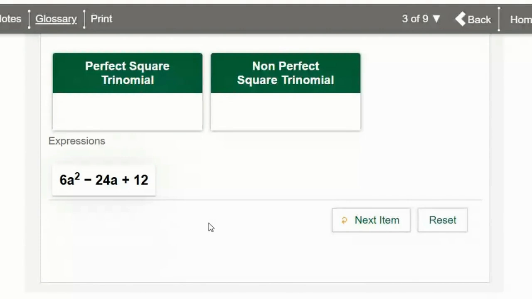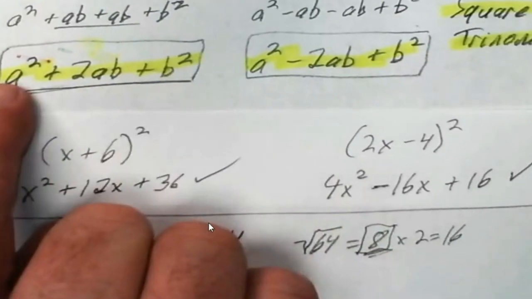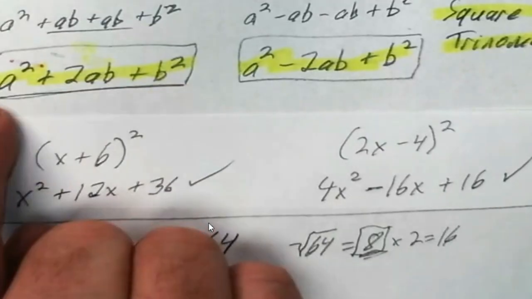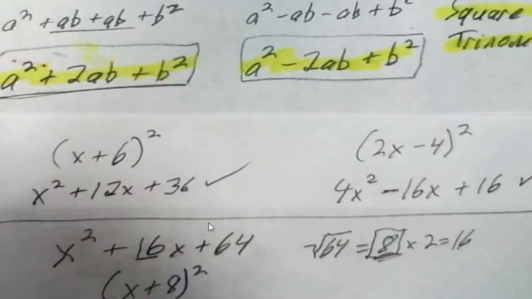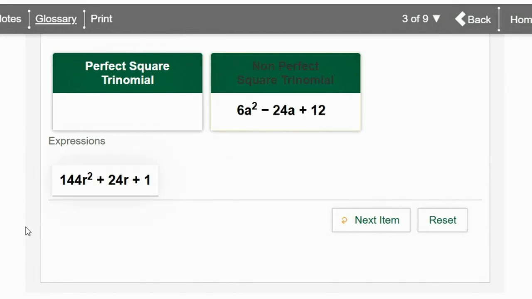Is this a perfect square trinomial? Well, remember the first thing you're going to check, Breland says no. First of all, the first and last terms have to be squares: a squared and b squared if this is a perfect square trinomial. What's ours? 6a squared and 12. Neither one of those, right? Because 6 is not a perfect square. A squared is, but 6 is not, and 12 is not. So that's just a trinomial, not a perfect square trinomial.